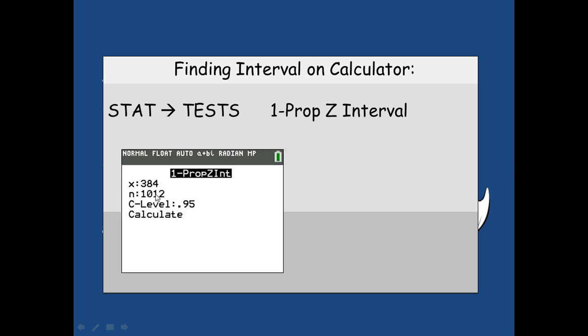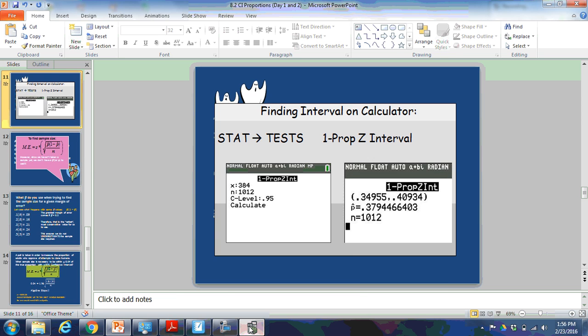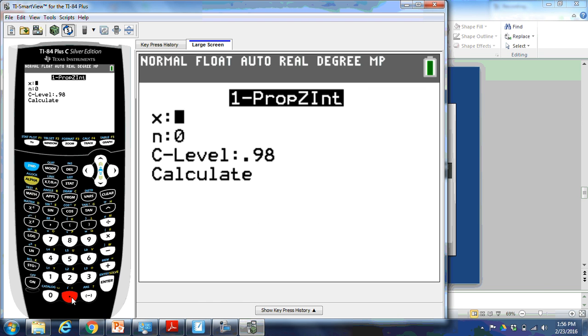Sometimes you need to do that calculation, and you can do it right in your calculator. You can do 0.38 times 1,012 right in this line here. I believe it does need to be a whole number, so there may be a time when you need to round if it's not. So let's round that. I think you could use 384 or 385, either way would be fine. And then put in the n, which was 1,012.